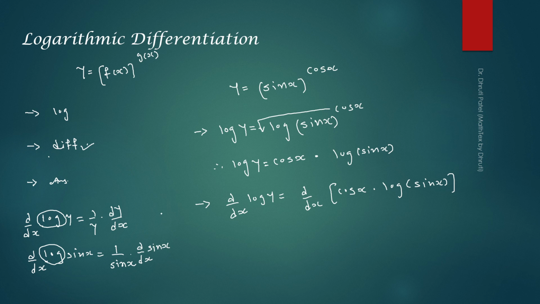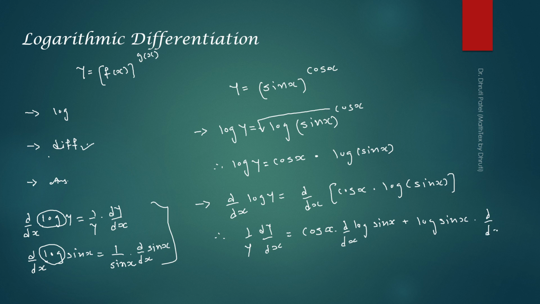Okay guys, so we are going to use this chain rule here. Therefore, I will get, as discussed earlier, 1 upon y dy by dx is equal to the multiplication between cos x and log sin x. So, by the multiplication rule, cos x into d by dx of log sin x plus log sin x into d by dx of cos x.